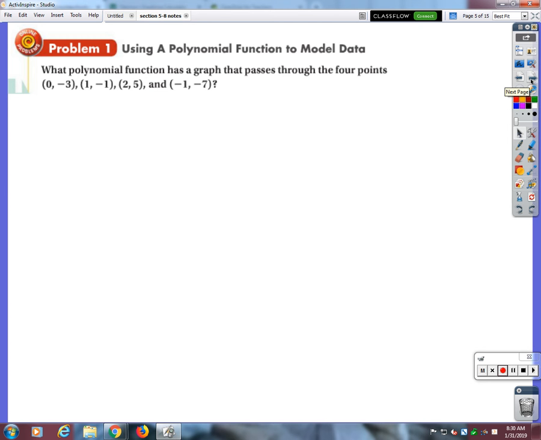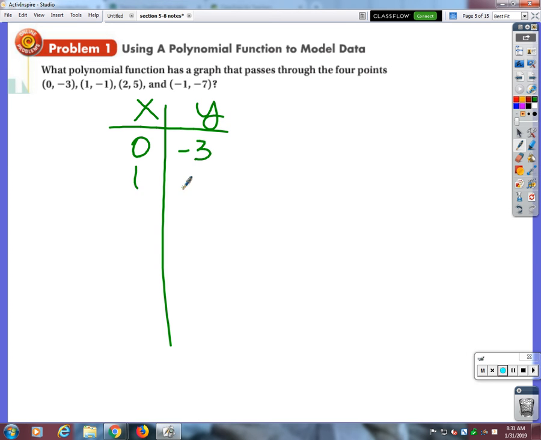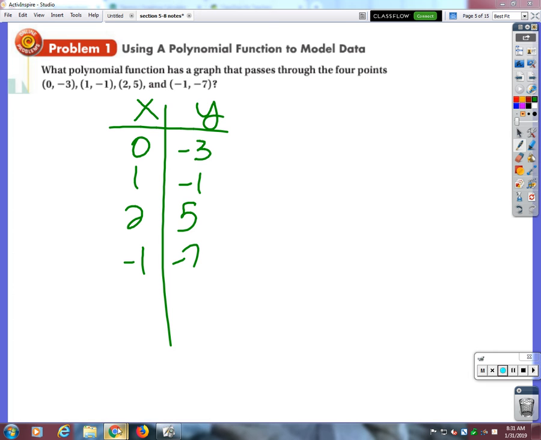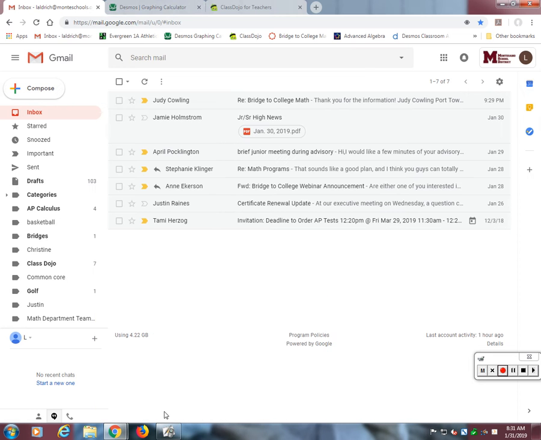All right. So let's start with, it says, what polynomial function has a graph that passes through the 4 points (0, -3), (1, -1), (2, 5), and (-1, -7). So we're going to take that and turn it into a table of x's and y's: (0, -3), (1, -1), (2, 5), and (-1, -7). So on the Desmos app, if you would open up a table and then enter 0, 1, 2, -1 in the x's, and -3, -1, 5, -7 in the y's, and then when you have that done, we will chit-chat about what to do from there.